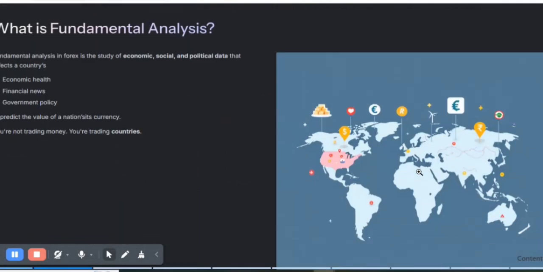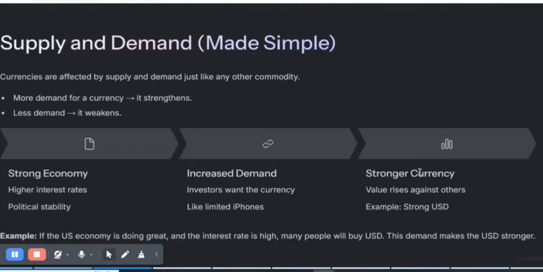So what is fundamental analysis? Fundamental analysis in Forex is the study of economic, social and political data that affect a country's economic health, financial news, government policy, right, to predict the value of a nation's currency. Think of it this way: you are actually not trading money, right? You are actually trading countries. That is pretty much what you do in the forex market. So let's examine the concept of supply and demand now.